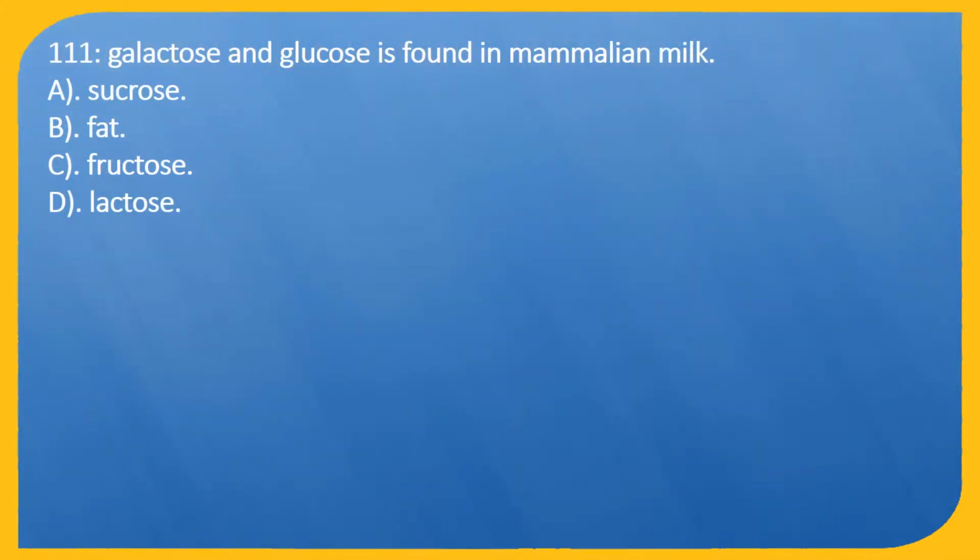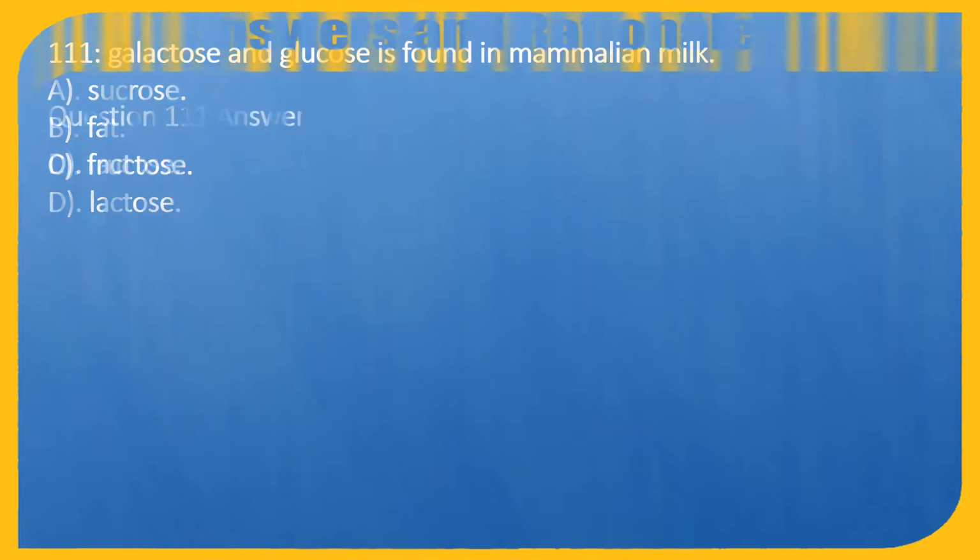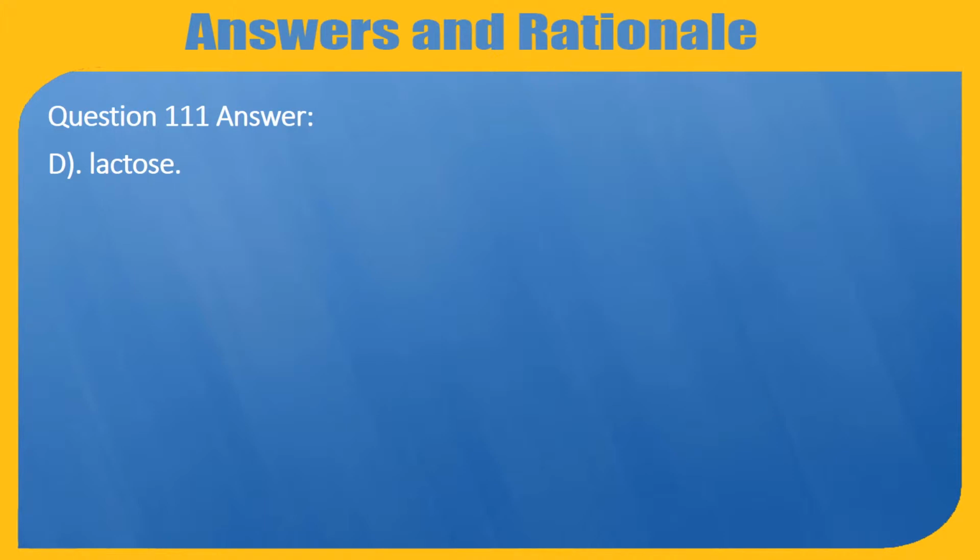Question 111. Galactose and glucose is found in mammalian milk. A. Sucrose. B. Fat. C. Fructose. D. Lactose. Question 111 Answer, D. Lactose.